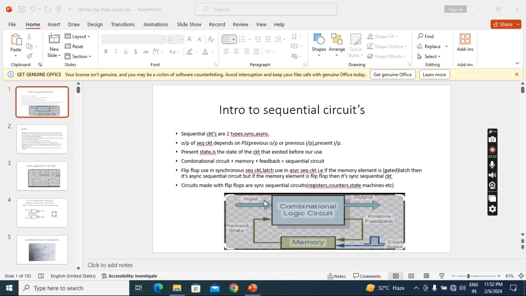Okay, see here, to the combinational circuit we are applying input, and here we are taking output. The same output we are feeding back to memory, and to the memory we are applying a clock signal also. This memory output is again connected to the input of the combinational circuit. So if this memory is working with levels, then it becomes a latch, a gated latch. If this memory is working with edges, then it becomes a flip-flop.